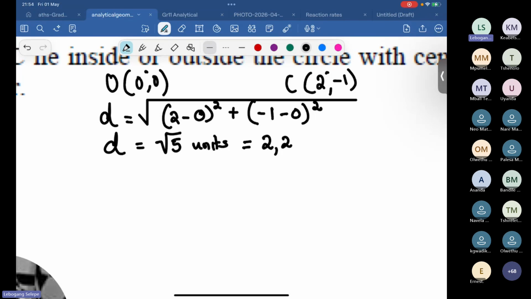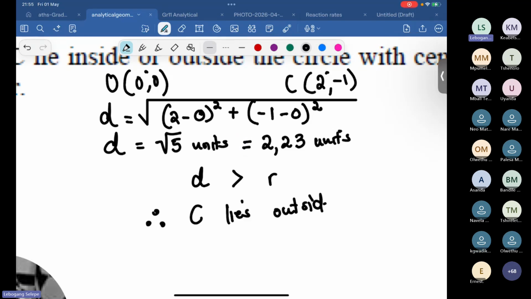2.23. Yes. So now the question is, when you compare the distance and the radius, is it greater than or less than? Greater than. Therefore, what is the conclusion? It's outside the circle. C lies outside the circle. And that's it.